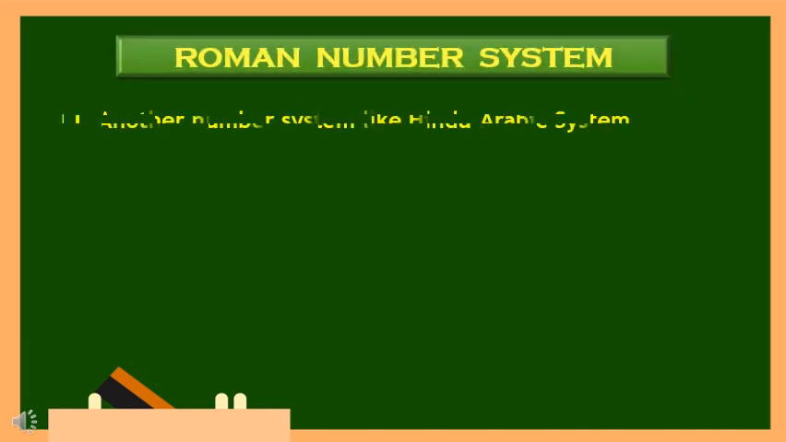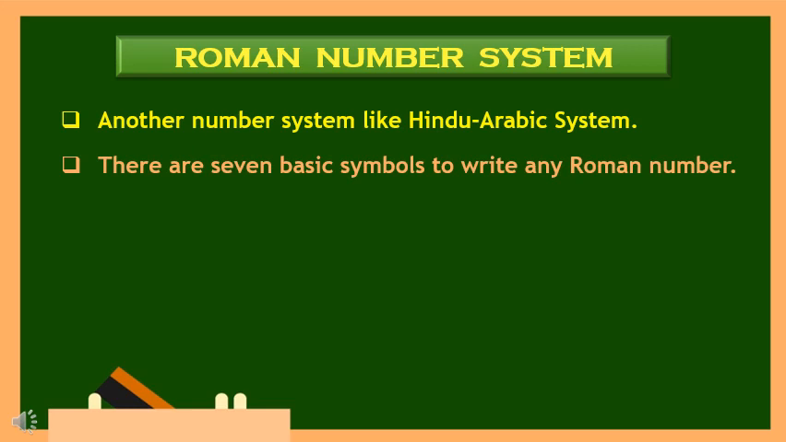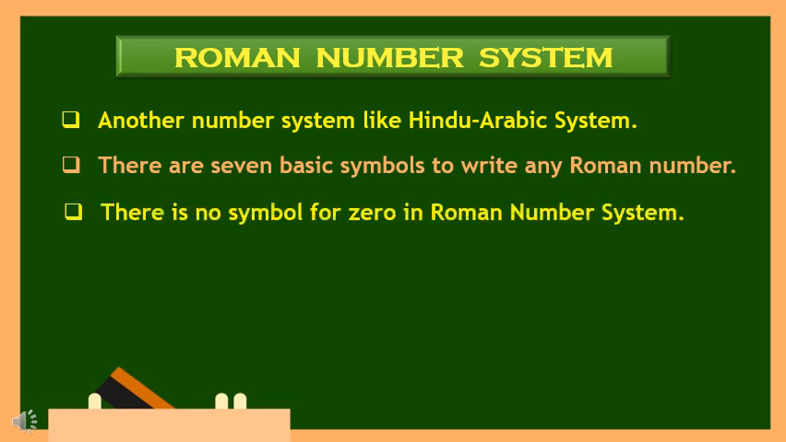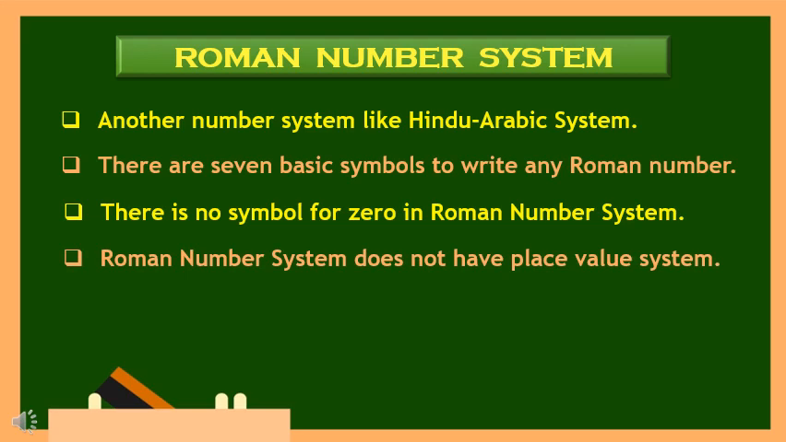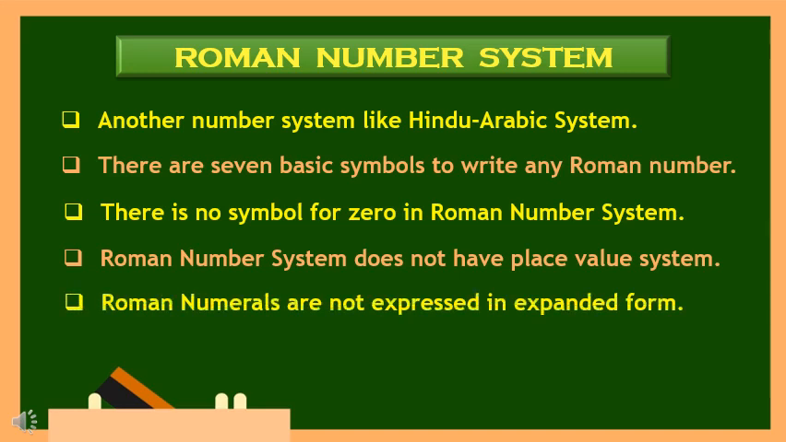Roman number system is another number system like our Hindu-Arabic numeral system. There are 7 basic symbols to write any Roman numeral. There is no symbol for 0 in Roman number system. Also, Roman number system does not have place values, because of which they cannot be expressed in expanded form.